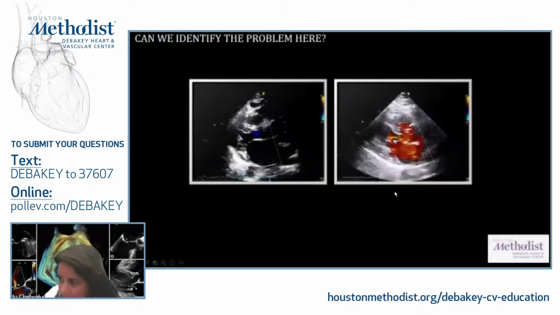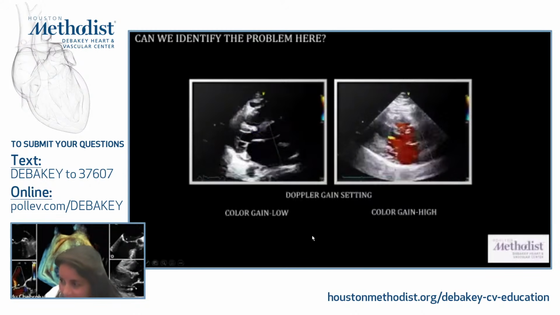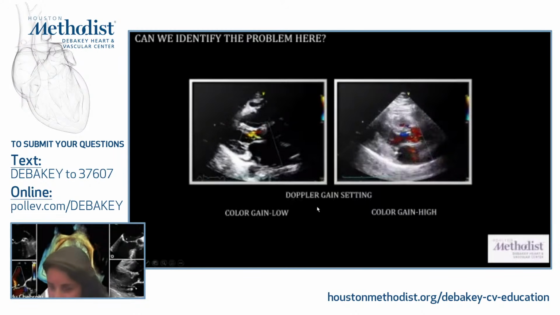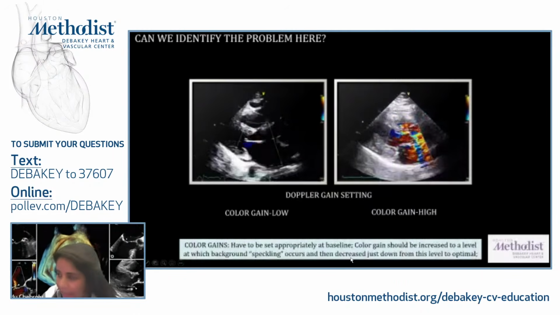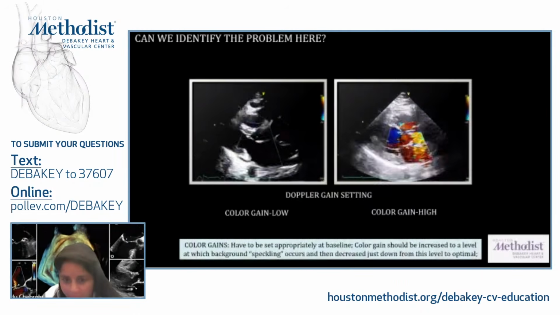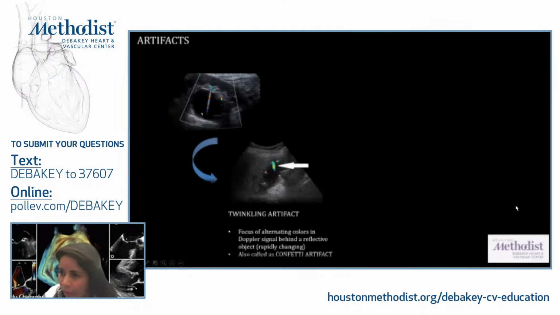What do you think is the problem here? You see two images, or videos, I should say. And if you clearly see, it's definitely the Doppler gain settings, right? So imagine, you can actually miss valuable clinical information if the gain settings are not optimal. We always recommend color Doppler gain should be increased to a level at which the background speckling occurs, and then decreased just so that it's optimal to identify the color flow.